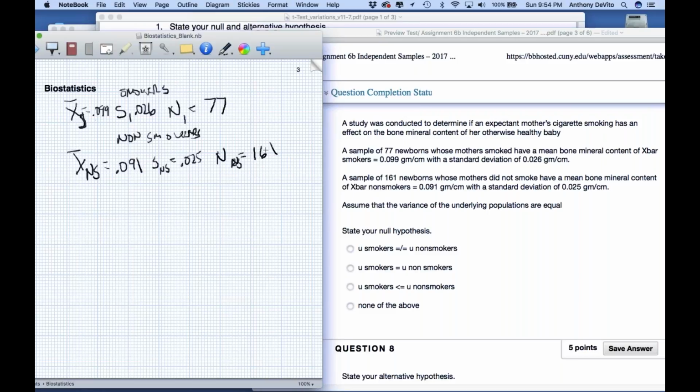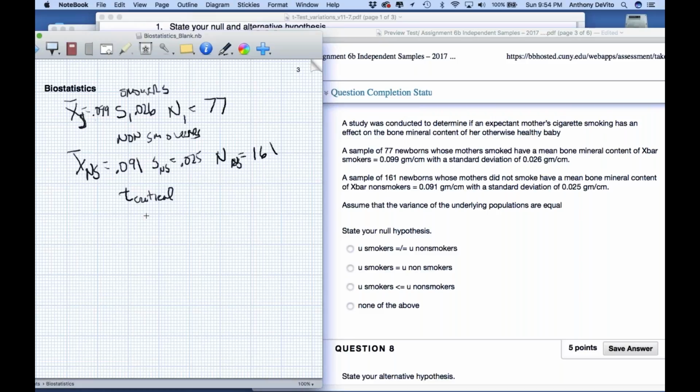Okay, so let's figure out what our t critical is. That's the first thing I want to know. What does t critical have to be? How big a t do I have to have in order to reject that null hypothesis? Okay, so in order to do that, I need to know what my sample size is for degrees of freedom to calculate t critical.